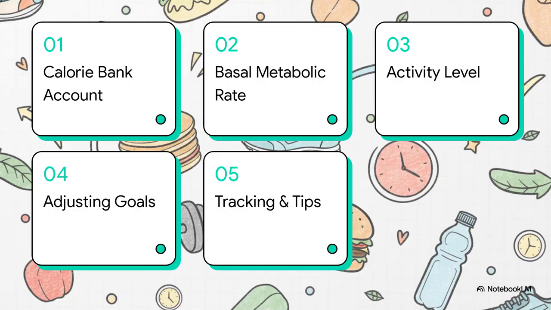Here is our roadmap for today. We'll start with the calorie bank account, figure out your basal metabolic rate, factor in your activity level, adjust for your specific goals, and finally, go over tracking and some pro tips. Think of this explainer as a real-time worksheet, so seriously, grab a pen and paper right now and calculate your own numbers along with me.